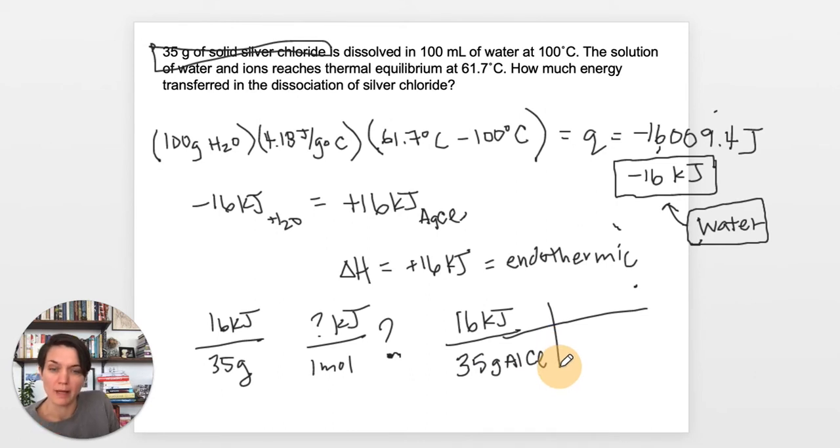We can use molar mass in order to convert grams to moles, right? We've been doing that all semester. Let's see, the molar mass of silver chloride is 143.32 grams in 1 mole.